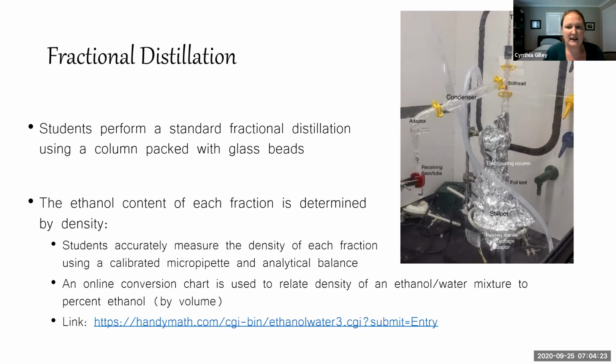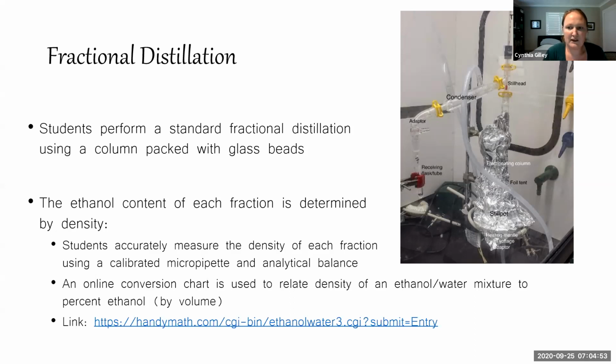Okay, so once they've done their distillation, they can collect a series of fractions that contain an ethanol water mixture, and it's going to start out with more ethanol than water, and then eventually as the ethanol boils off, the fractions would be just water after that. They're going to determine the percent ethanol in each fraction by density.